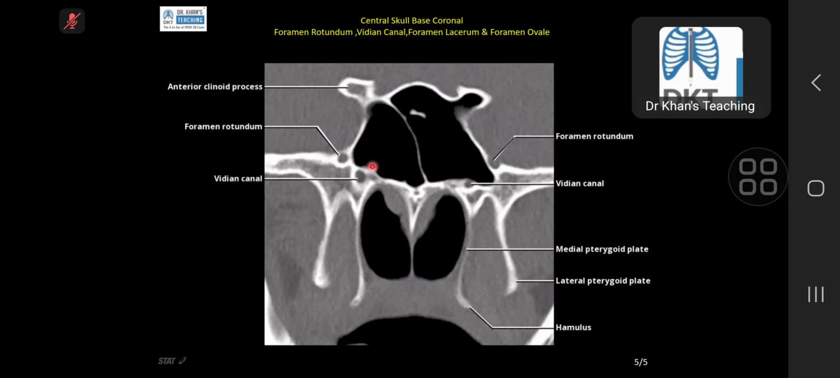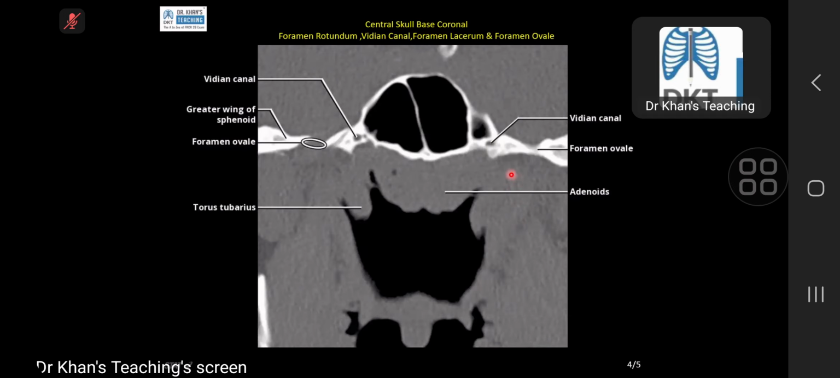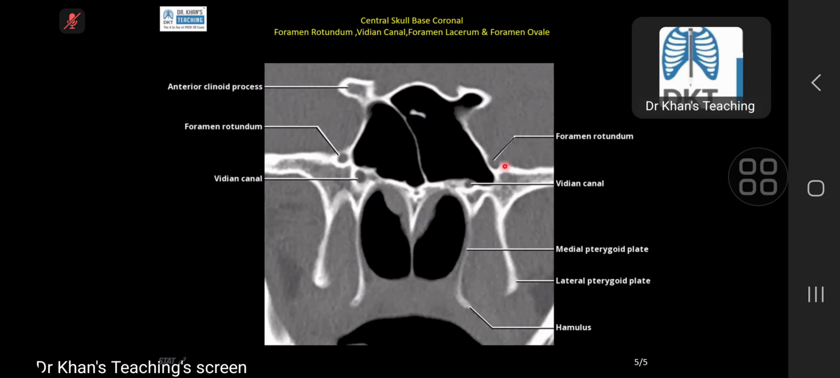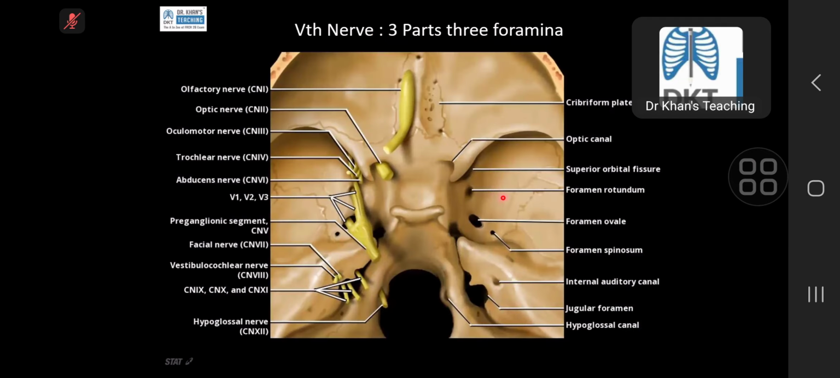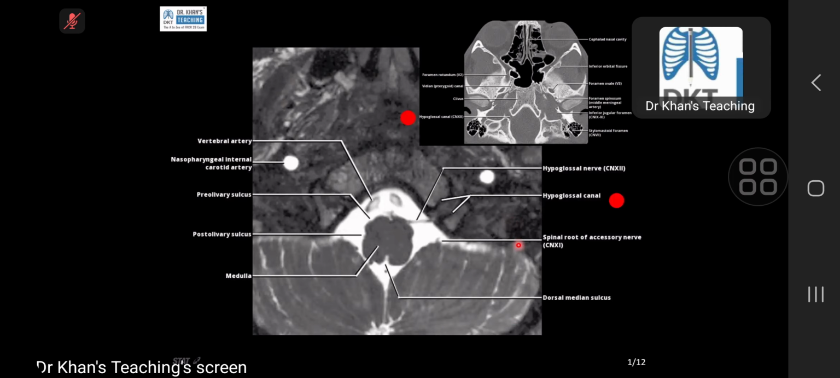So this is extremely important for you to remember. So once again, the Vidian canals will be inferior to the sphenoid sinus, and the foramen rotundum will be lateral to the sphenoid sinus. Quick anatomy review.